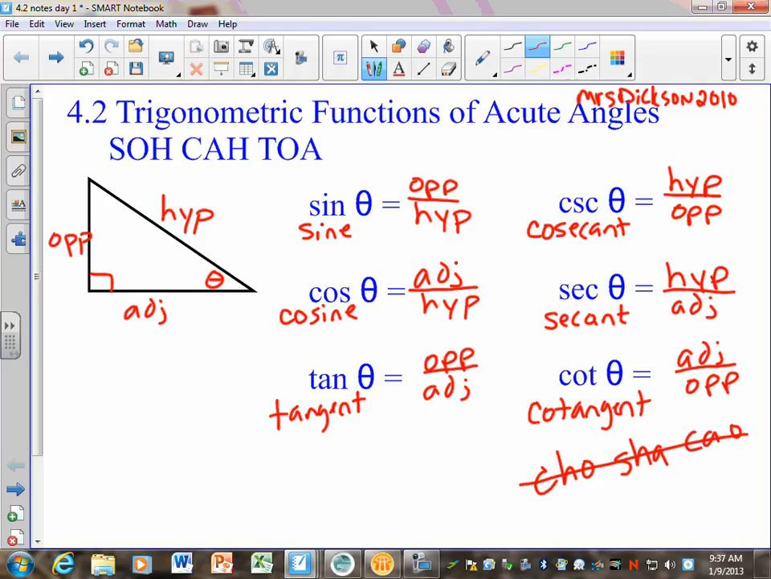SOHCAHTOA. Yes, you have. Oh. Okay. When I was in school, there was something about apples. The A stood for apples. That's all I remember. Obviously, it didn't help me because I don't remember.